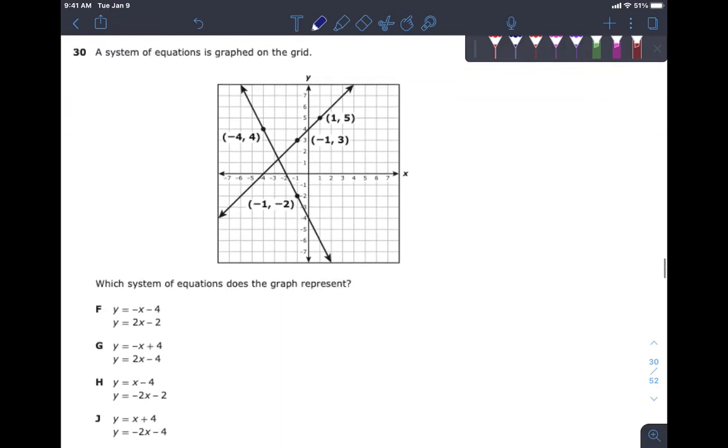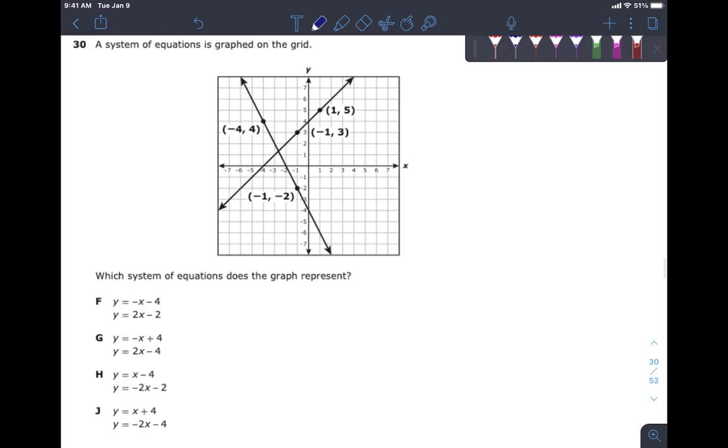Let's take a look at question number 30. A system of equations is graphed in the grid. Which system of equations does this graph represent? So, they got a lot going on in this graph. However, the great thing is, all of these are currently listed in slope-intercept form. Meaning, if we run a linear regression, we will get those answers. So, I'm going to do this one by hand, and then I'm going to do it on the calculator as well.